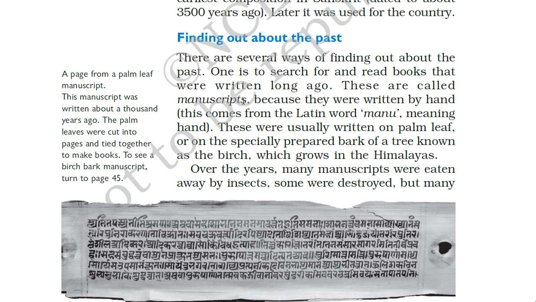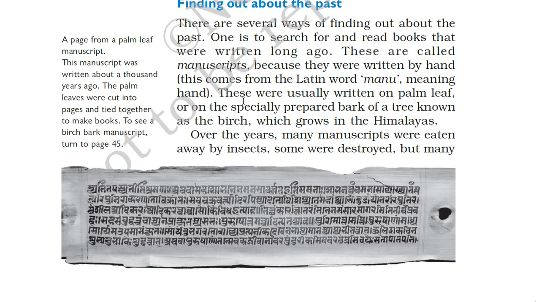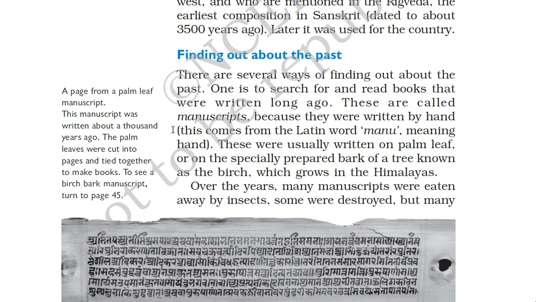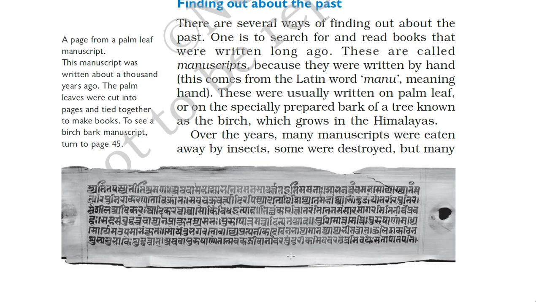To see the manuscript, you have to go, now it says, to page 45. We'll not go to page 45 now, but you will see this in museums. If you go to museums, you will see manuscripts, kind of looks like this, rectangular in structure, which are stitched together, right? They're very delicate.